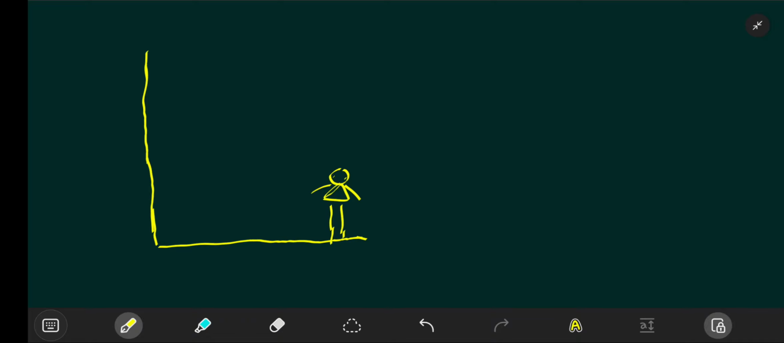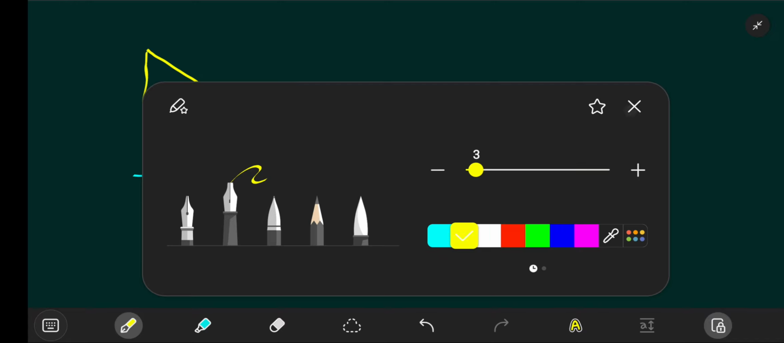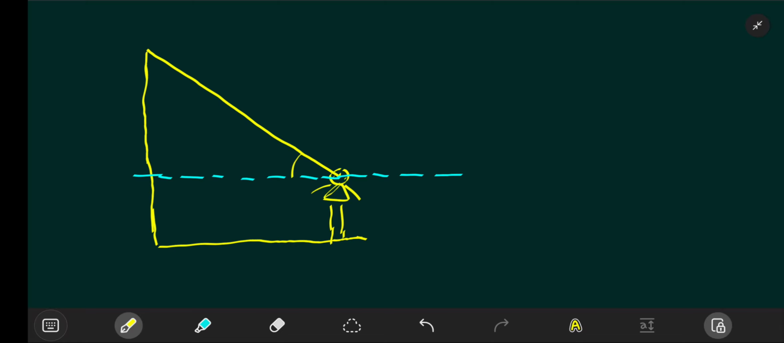He is looking at the top of the pole, such that he makes an angle of elevation of 30 degrees. The angle of elevation with respect to his horizontal is this one. With respect to him, this is his horizontal. Yes or no? So the line of sight with the horizontal makes an angle of 30 degrees.